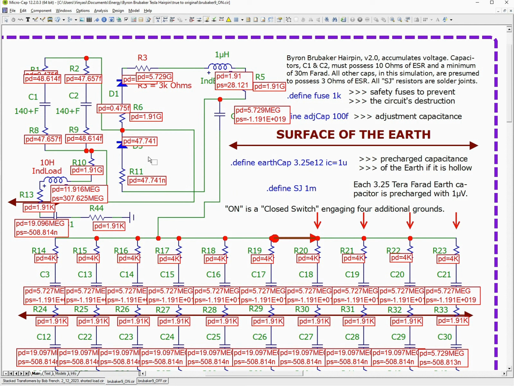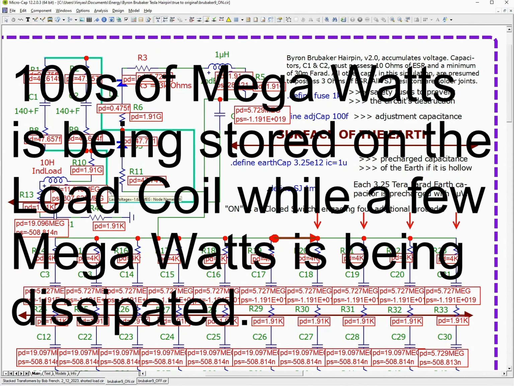Now here, let's see. Well, this is pretty small. 50 nanowatts is being dissipated in this fuse over here. Now on the load, we're getting a storage of 300 times 10 to the 6th power. Meanwhile, we're dissipating 12 times 10 to the 6th power. So it's 12 versus 300. 12 is being dissipated and 300 is being stored on the load.